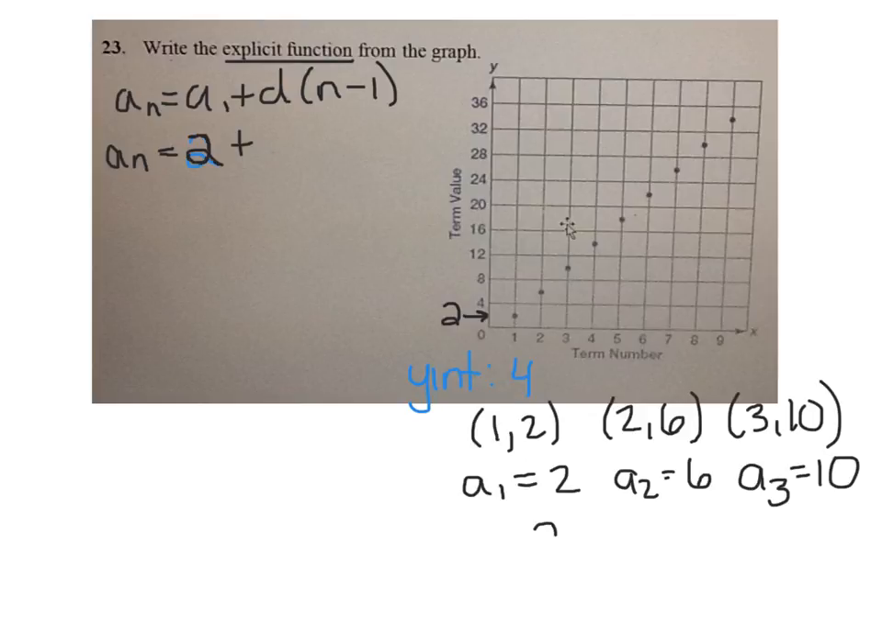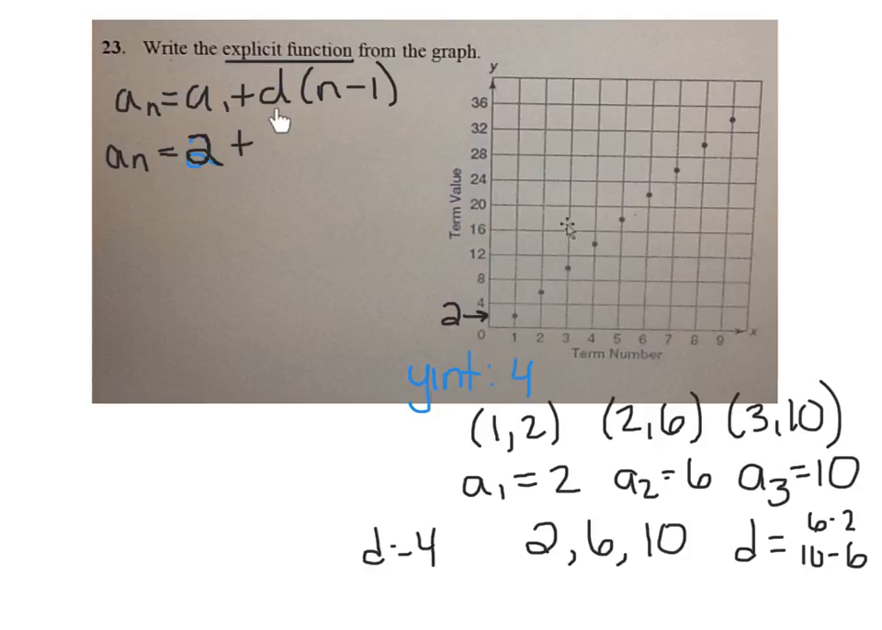If you were to write that sequence out, 2, 6, 10, what would our common difference be? If you can't tell, you could always do the second minus the first term, third minus second, but hopefully you guys would be able to see that the difference between these is 4. So when I put d equals 4 into the problem, it goes right into that spot. I would put 4 parentheses n minus 1, and that would be the answer if all they wanted was an explicit form.